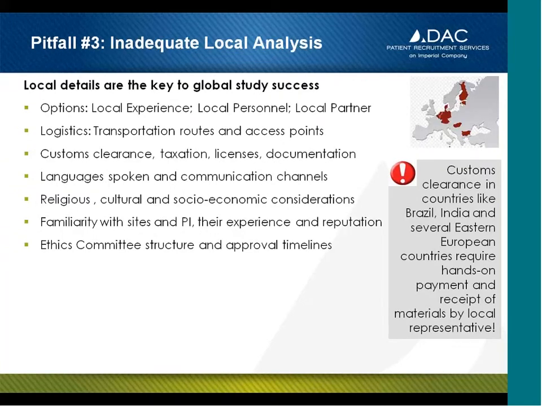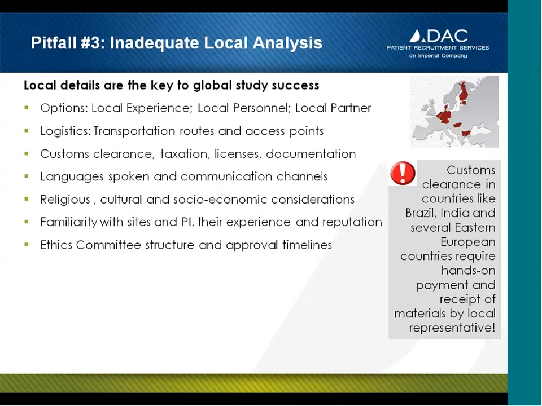So the next pitfall that we'll address is the fact that there's a tremendous amount of local analysis that needs to happen. While you may be focused on the overarching global goals of your study, it's really critical to develop localized plans for each country where you will be conducting the study. It's even more important if you don't have experience or personnel in that region. Then you really have to consider the importance of partnering with somebody who does. Don't underestimate how important it is to have true local expertise.